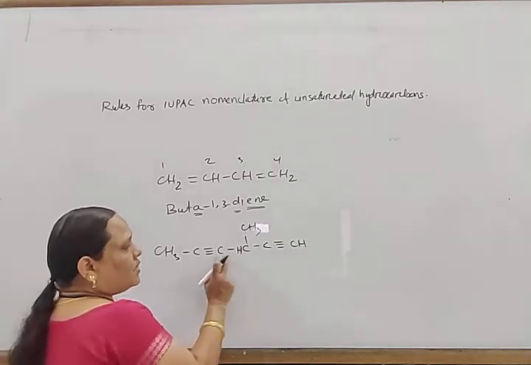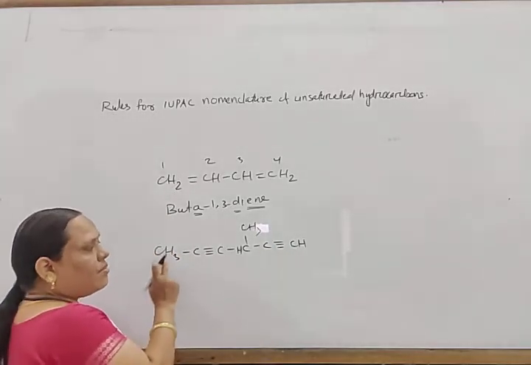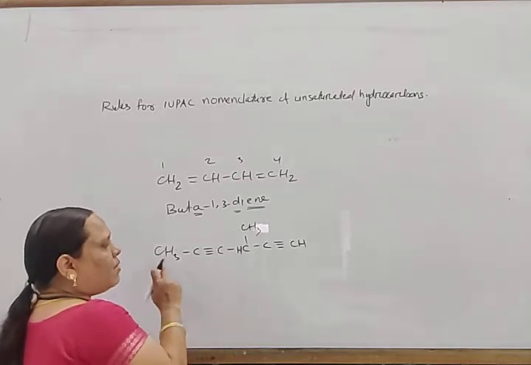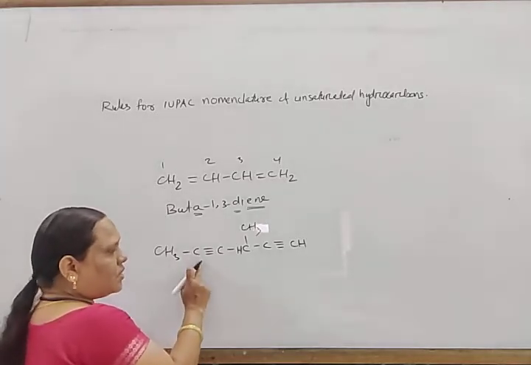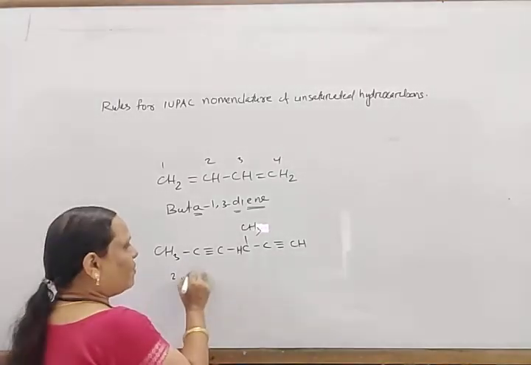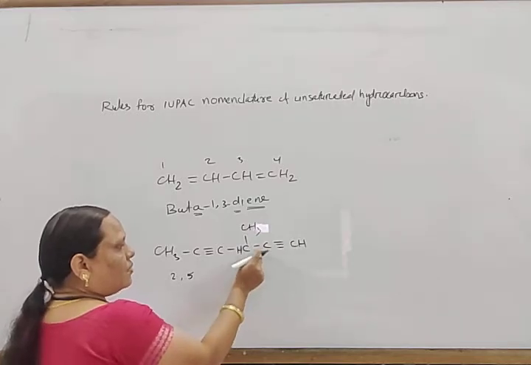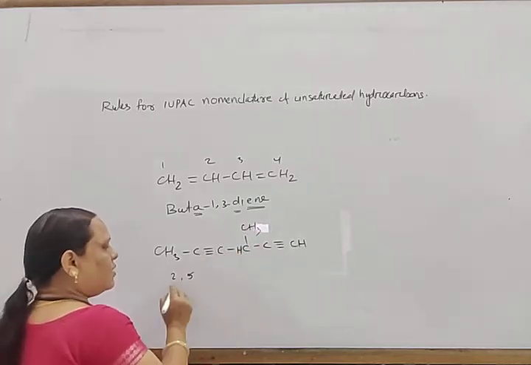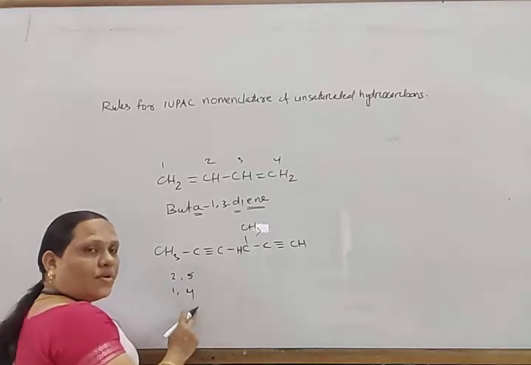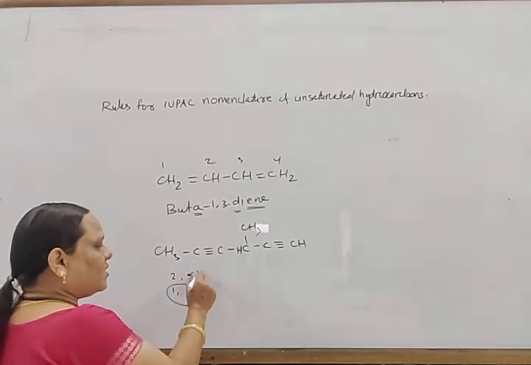So 1, 2, 3, 4, 5, 6. But if you count from this side, the triple bond comes at the 2 and 5 positions. If you count from the other side, 1, 2, 3, 4, it comes at the 1 and 4 positions. So 2, 5 and 1, 4. In this way, 1, 4 is correct, and this is wrong.